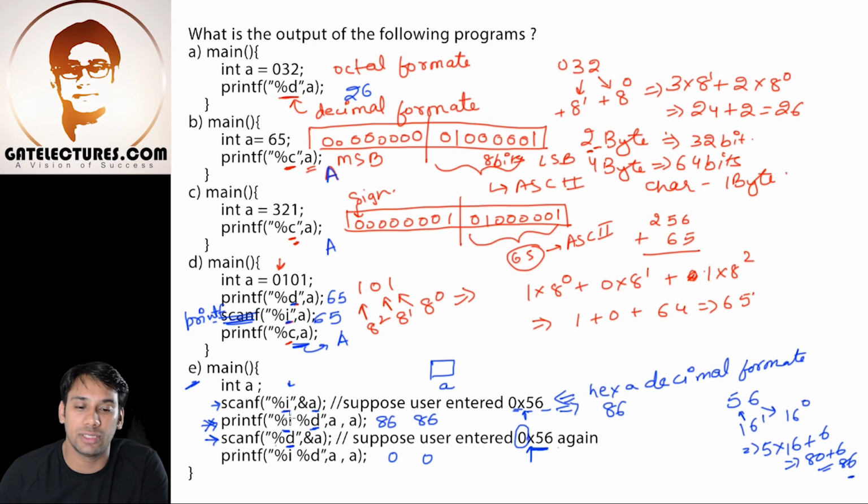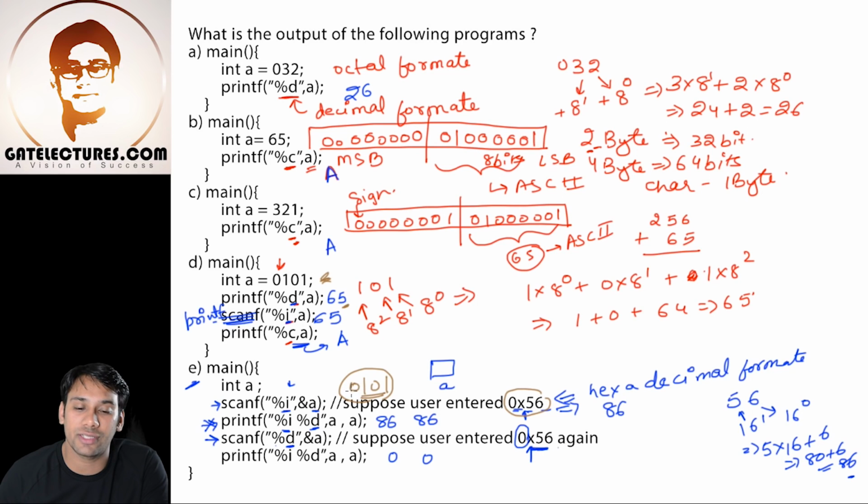So in this case also, for example, the user hasn't entered a hexadecimal number. Now let us suppose, instead of entering a hexadecimal number, the user has entered an octal number. So with an octal number, how are %I and %D going to behave? Let us suppose, instead of entering 0x56, the user has entered 0101. The equivalent decimal value for this 0101 is 65.